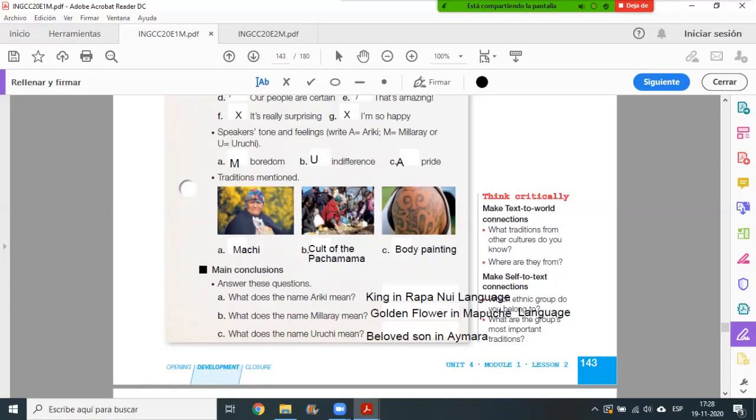Okay, main conclusions, answer these questions. What does the name Ariki mean? It means king in Rapa Nui language. Ariki means king, significa rey, como decía el audio, ¿cierto? In Rapa Nui language, el lenguaje Rapa Nui. What does the name Millaray mean? ¿Qué significa el nombre Millaray? It means golden flower in Mapuche language. ¿Ya? Flor dorada. In Mapuche language. Let us see what the name Yuriki means. Beloved son in Aymara. Amado hijo en Aymara. Yeah? So, this is the feedback for the listening from the last class. Okay?